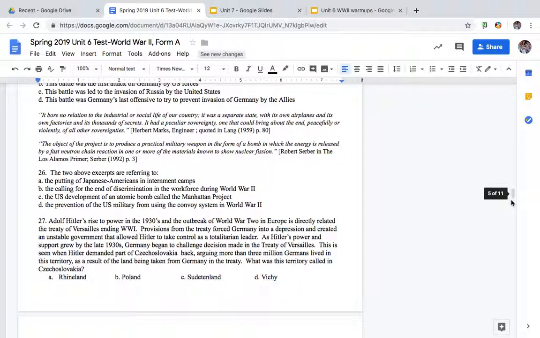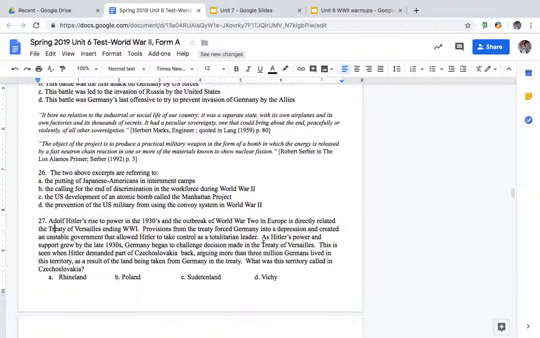Number 27. Adolf Hitler's rise to power in the 1930s and the outbreak of World War II in Europe is directly related to the Treaty of Versailles ending World War I. Provisions from the treaty forced Germany into a depression and created an unstable government that allowed Hitler to take control as a totalitarian leader. As Hitler's power and support grew by the late 1930s, Germany began to challenge the decision made in the Treaty of Versailles.